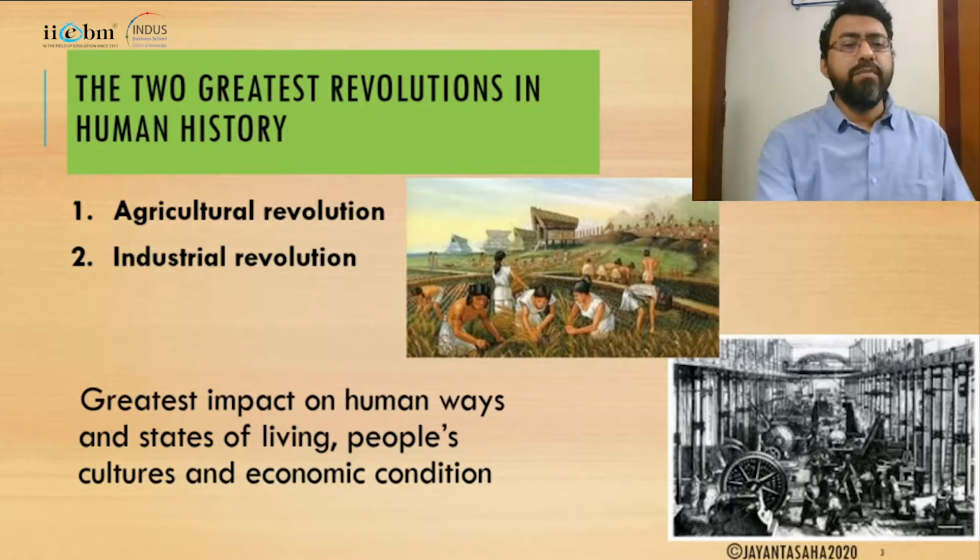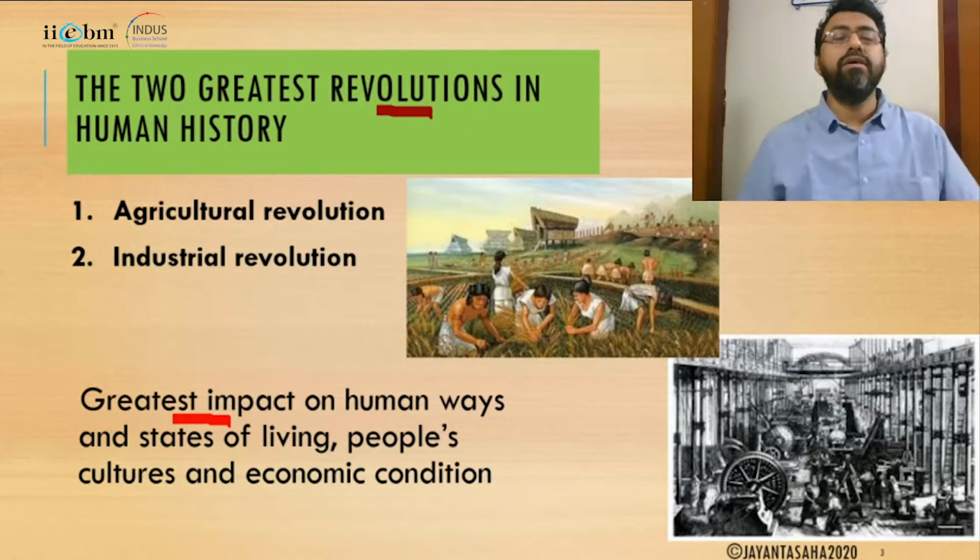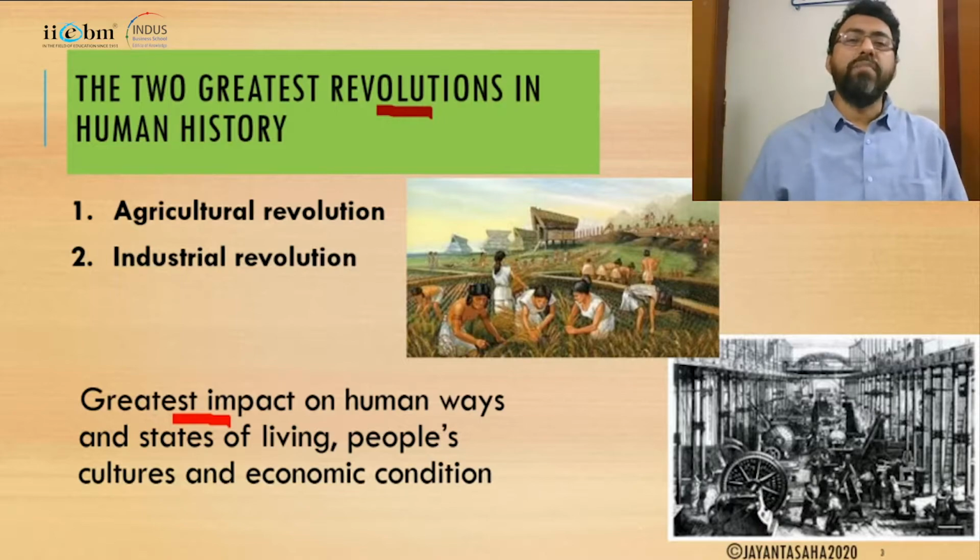In fact, the greatest impact on human ways and states of living has been felt. That is why we are calling them revolutions. A revolution can't be something that affects a very minor change in people's lives. It has to be a paradigmatic change. It has to be a tectonic shift in people's lived reality. Only then would we call it a great revolution. So essentially, it has to have a great impact on human ways and states of living, social, cultural, economic, political, etc. And that is what makes it a great revolution.